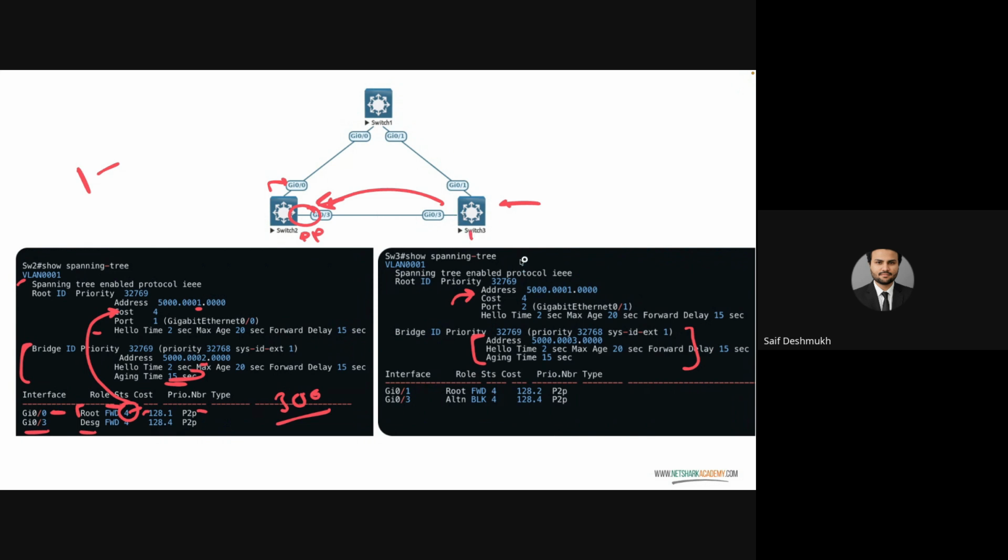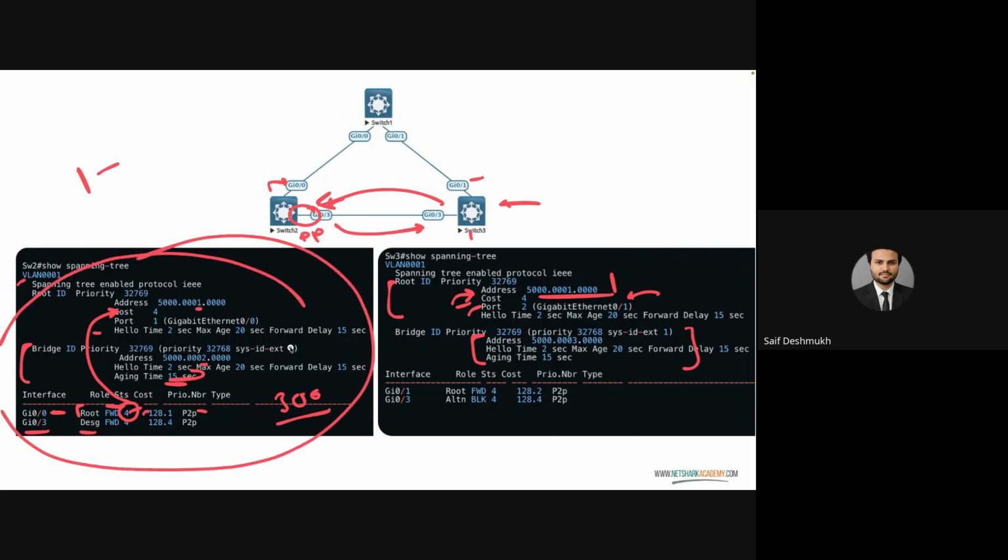On the switch 3 side, they're saying pretty much the same stuff. Switch 1 is my king. This is the cost. The root port is 2, gigabit 0/2, the second port in that switch. That's why it's saying port number 2, and it is also telling you which interface it is. At the same time, switch 2 is continuously, every 2 seconds, sending the configuration BPDU. This is literally the BPDU that is being sent to switch 3.